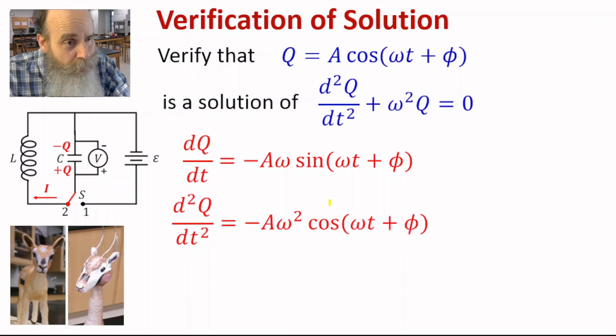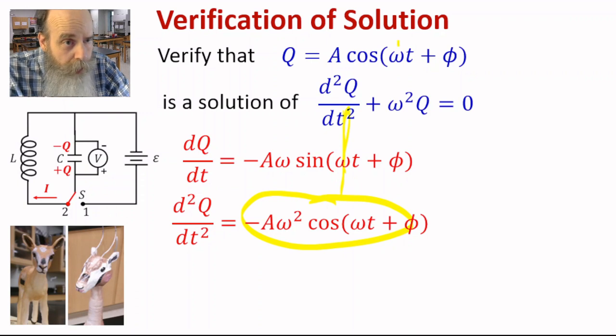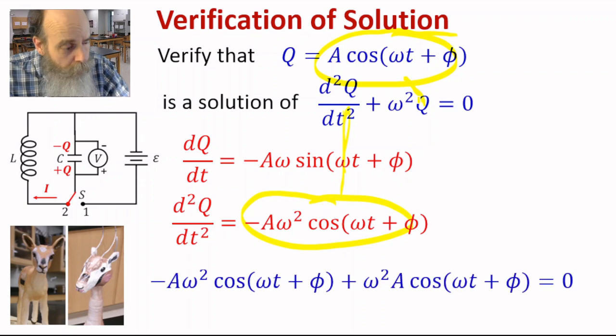Let's substitute these two expressions into our equation right here. And we'll put the expression for Q right here. And our equation becomes this. First term, negative A omega squared cos omega t plus phi, plus omega squared times A cos omega t plus phi. Well, these two terms are the same, but they have opposite signs. So they add to 0. So we have verified that that indeed is the solution of the differential equation.